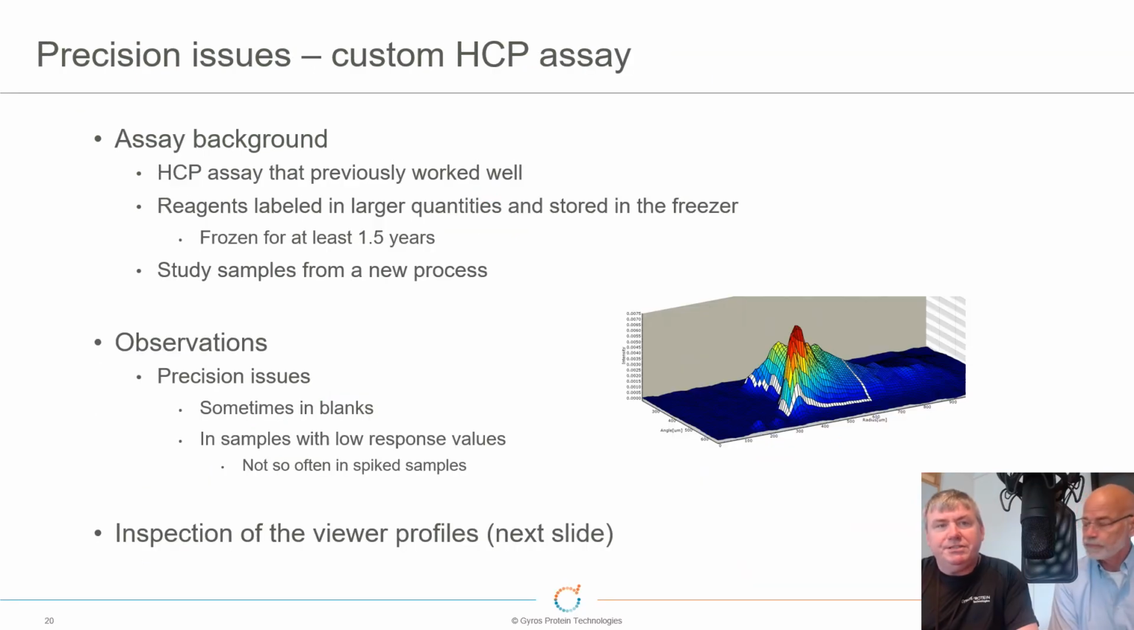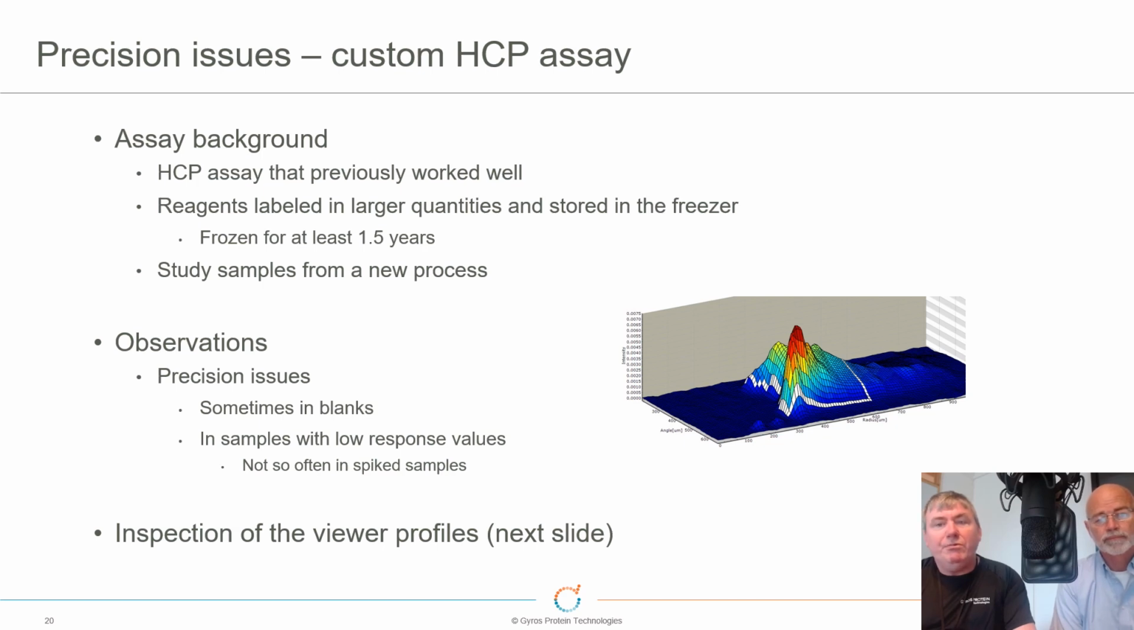So now we're going to discuss some precision issues with the custom HCP assay. So the assay background, the assay had previously worked well. The reagents were labeled in large quantities and then stored in the freezer, and they were frozen for at least 1.5 years. And the study samples were new, so they were from a new process.